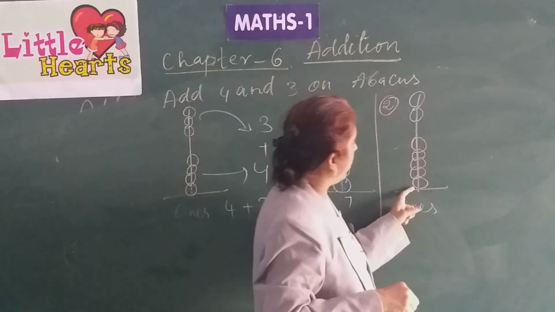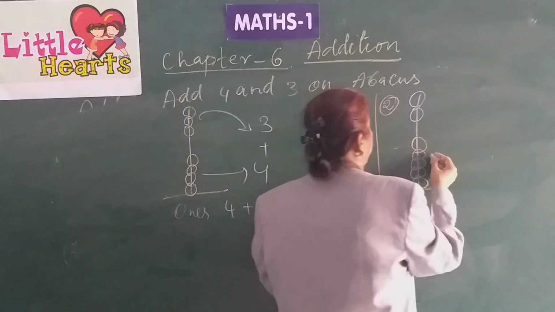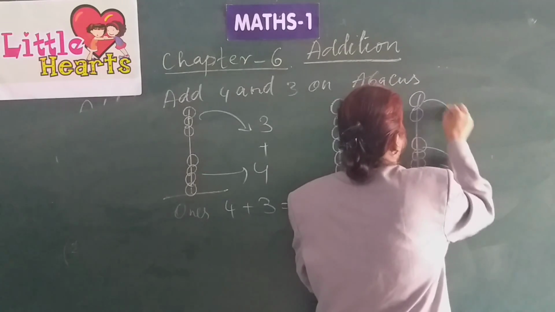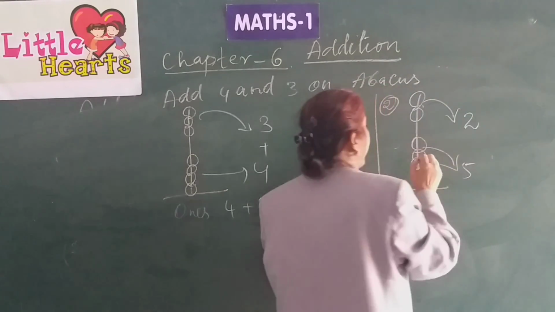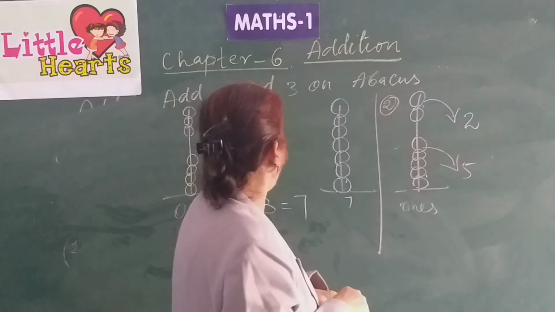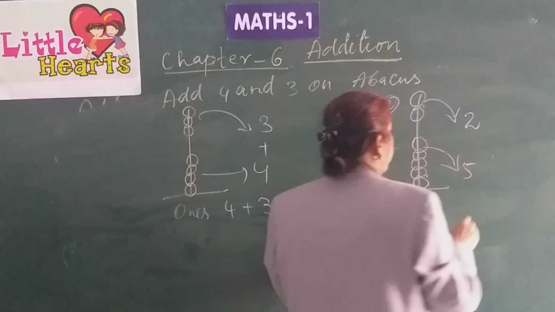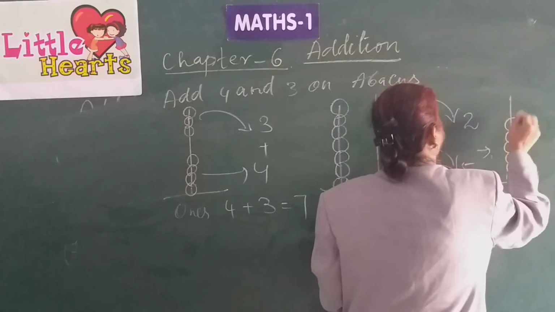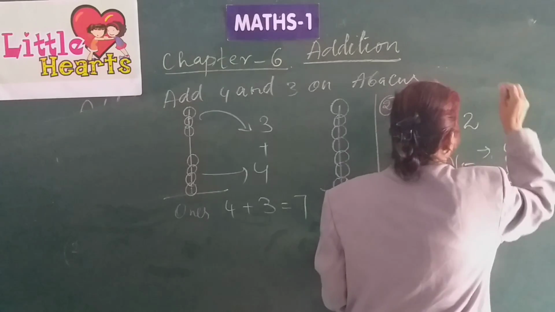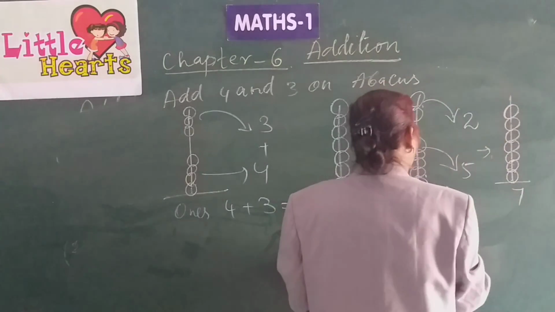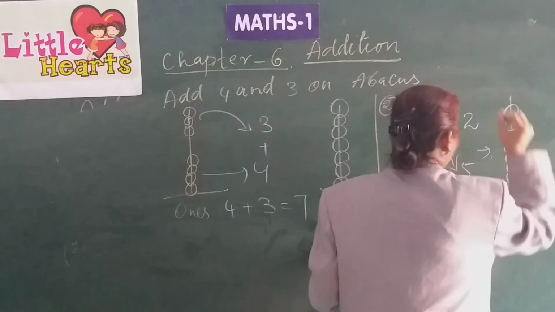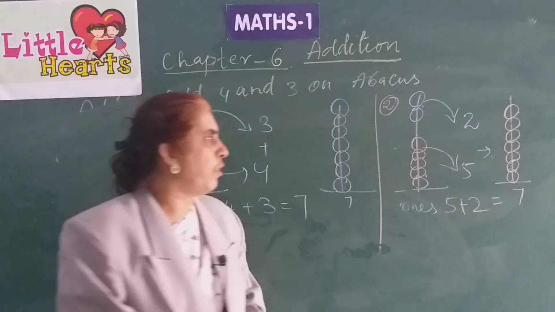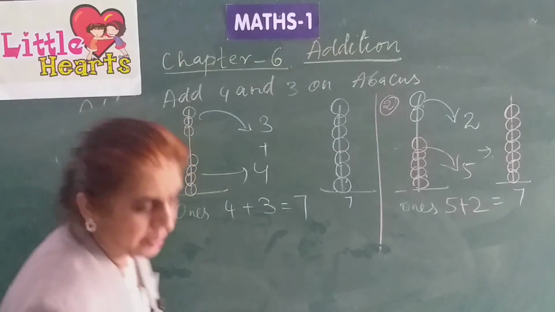See, there are 5 pink beads and 2 blue beads on this abacus. Now you have to count the total number of beads. 1, 2, 3, 4, 5, 6, 7. So 5 plus 2 equals 7. In this way you can count forward and count the number of beads on the abacus.